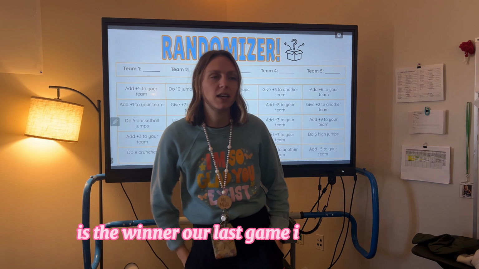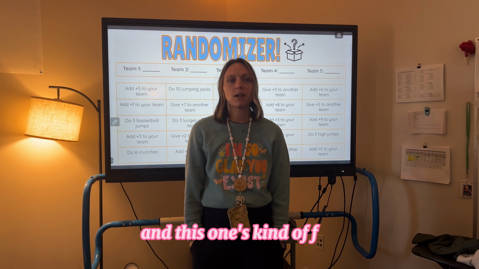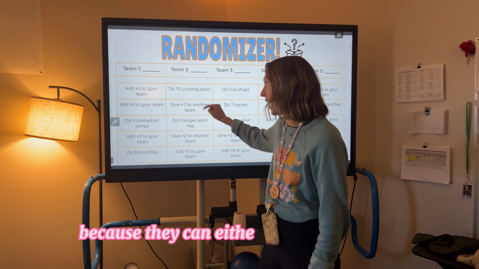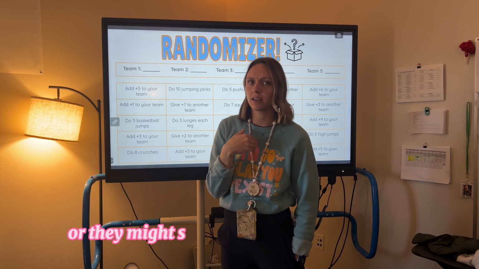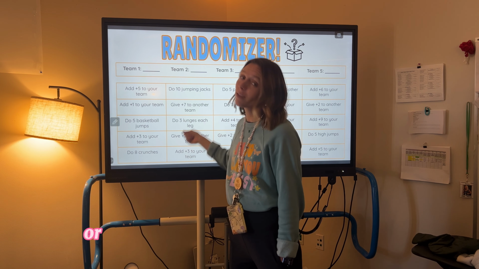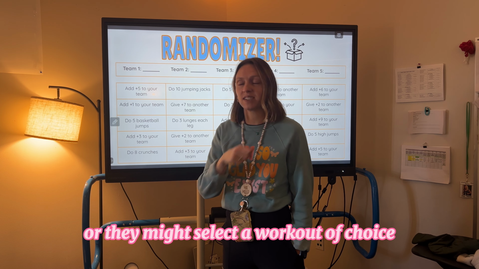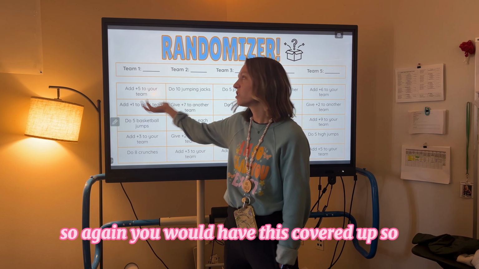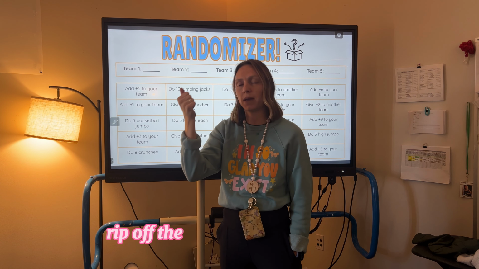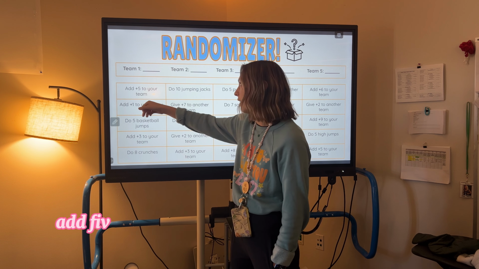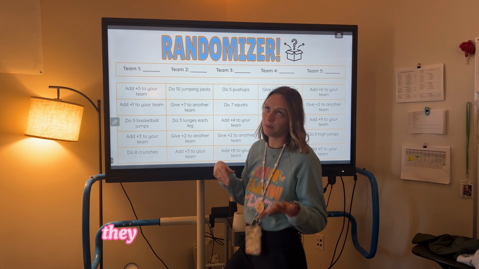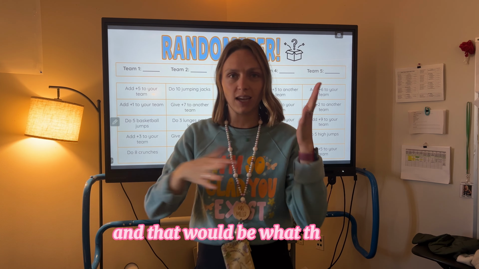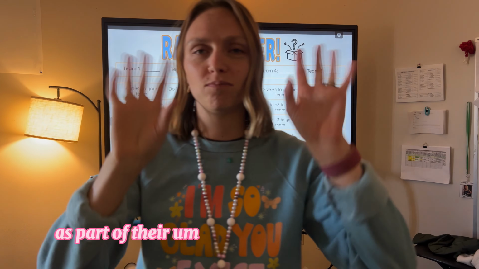And our last game is Randomizer, and this one's kind of fun because they can either add to their team, they might select adding to their team, or they might select adding to another team, or they might select a workout of choice. So again, you would have this covered up. Students would come up, rip off the paper. You would say, oh, add 5 to your team. They can add 5 to their team. If they select do 3 lunges each leg, they would have to do those lunges, and that would be what they get as part of what they've selected.